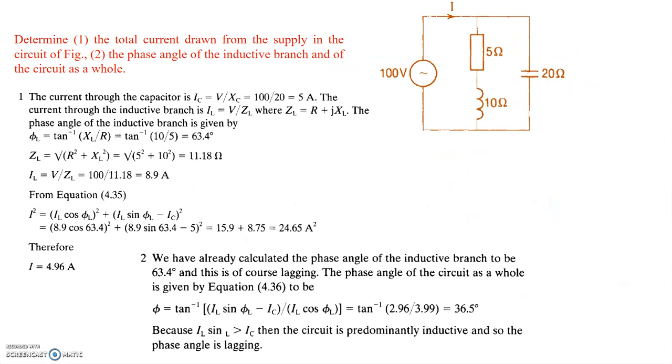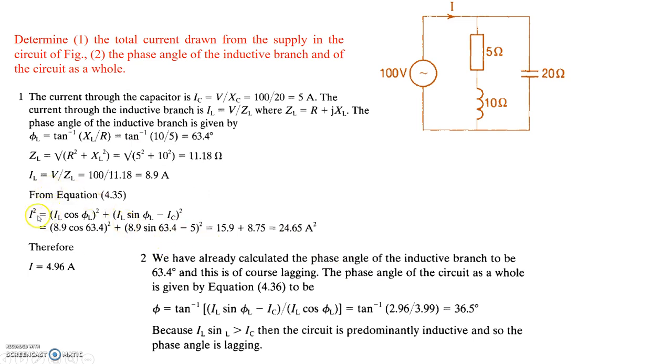Okay, now we will take up another problem, which is the combination of R, L and C elements. Here it is R in series with the inductive reactance, which is j10, and here it is the capacitive reactance, which should be taken as minus j20. So the net impedance of the circuit can be computed as 5 plus j10 in parallel with minus j20, and from that the total current drawn from the supply can be obtained, and then the phase angle of the inductive branch and the phase angle of the entire circuit as a whole can be obtained.